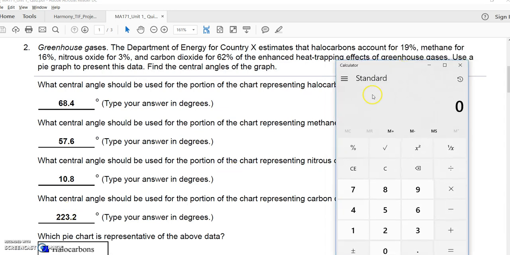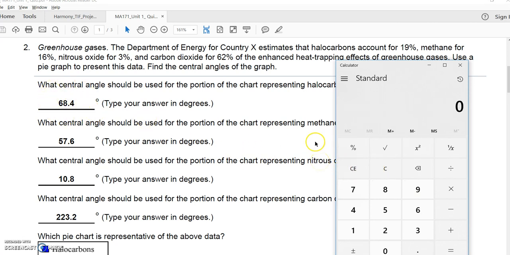So again, 360 is the entire angle, multiplied by, for halocarbon, 19%, so you're going to multiply this by 0.19, which is equal to 68.4. So that's how you calculate this.